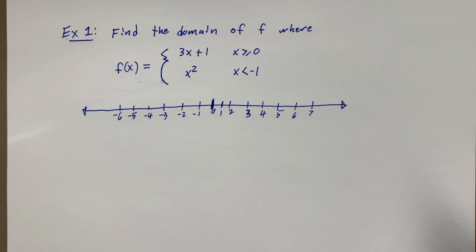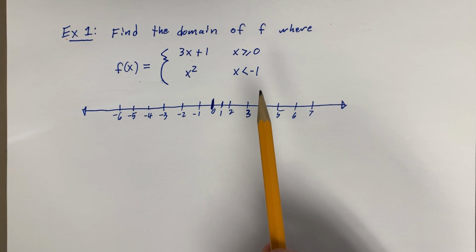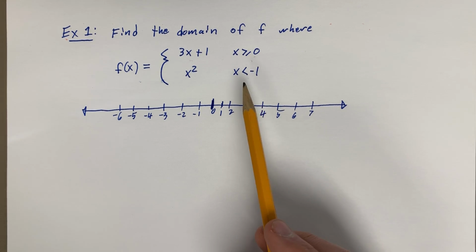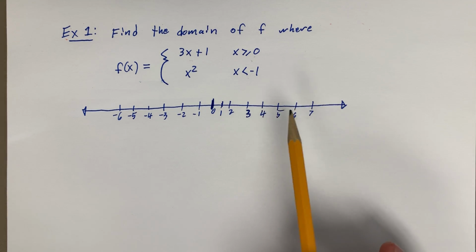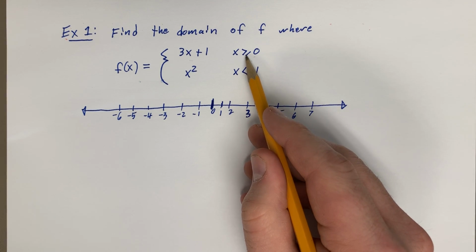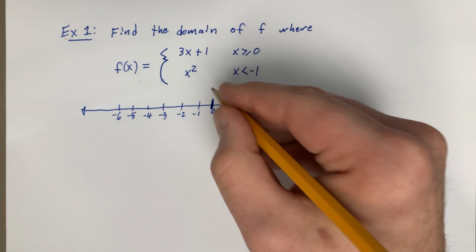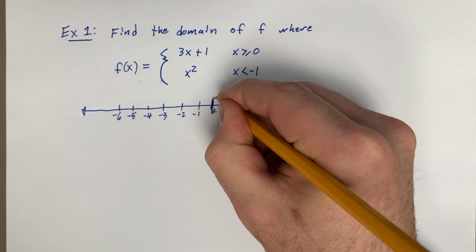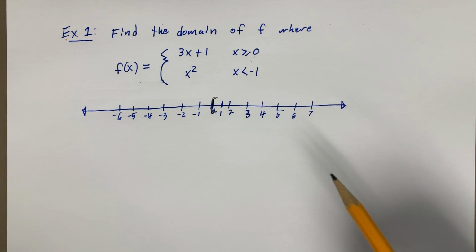We've got to find the domain of this piecewise defined function. So we're going to use what I like to call the shade and erase method. We're going to first start by looking at our intervals on the right-hand side of the piecewise defined function, and we're going to shade in those intervals. So if I have greater than or equal to 0, I'm going to put a square bracket here with a pencil. It's going to be one of the very few times I use a pencil.